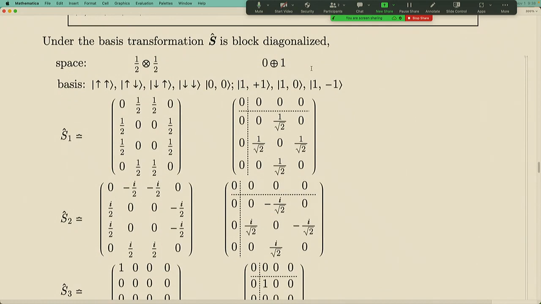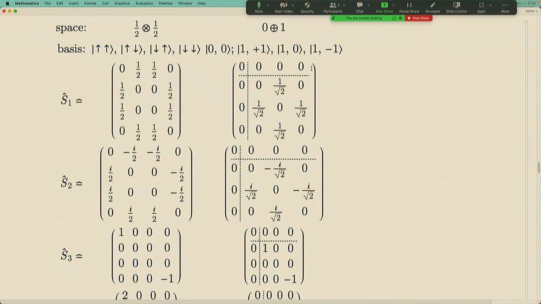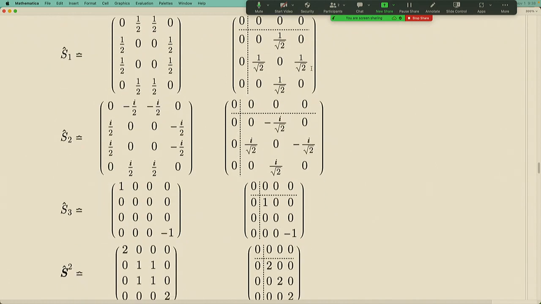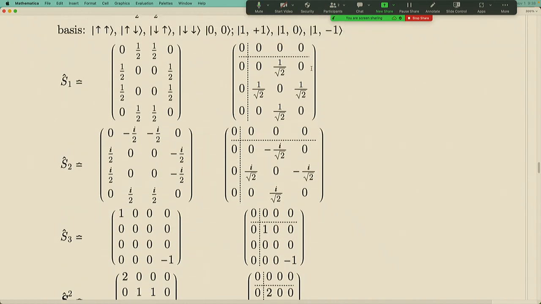You can transform these matrices into the new basis because you just need to rewrite the basis states. In this case, I couldn't show all of them together, but in the original basis, S1, S2, S3 are not fully diagonal. But in the new basis, it's very nice. That's why we want to do this exercise. It's nice in the sense that you can see every matrix splits into 2 blocks.